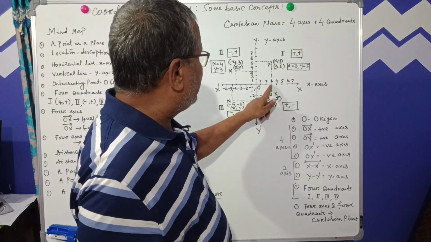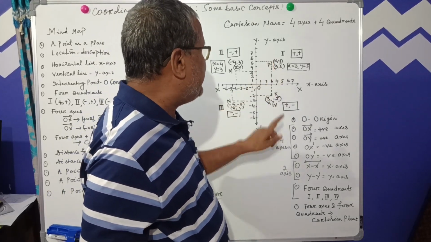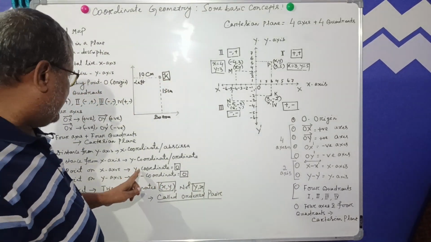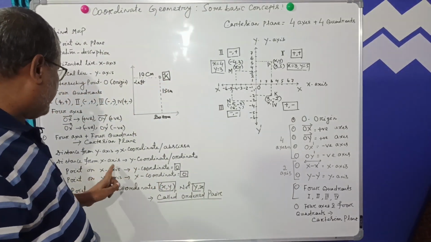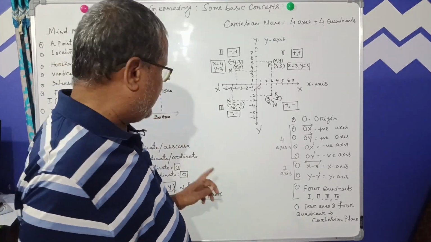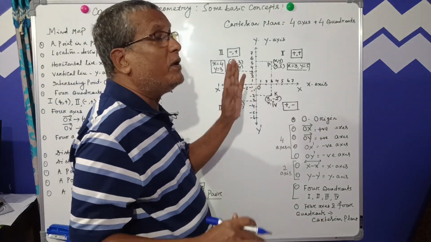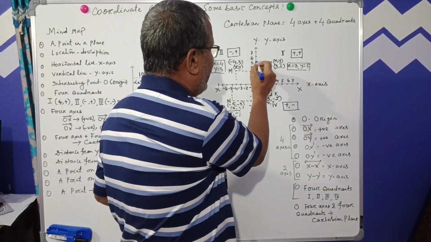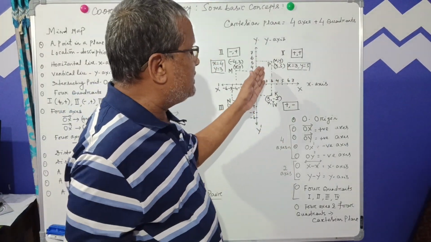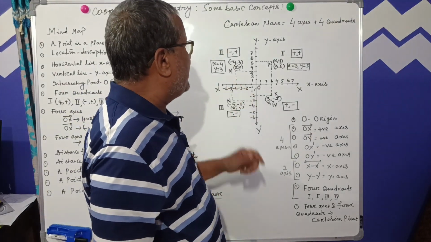Similarly, you see, the perpendicular distance from the x-axis, that is 5 units, is called the y-ordinate. We have mentioned here the y-ordinate. The distance from the x-axis is the y-coordinate, otherwise called ordinate. And this is called abscissa and this is ordinate. Never be confused, and this question was asked. Now come to another point.